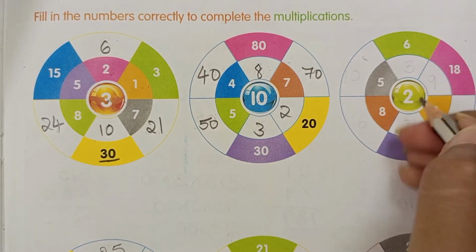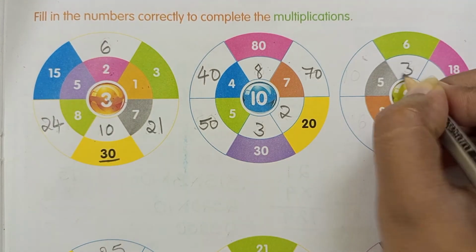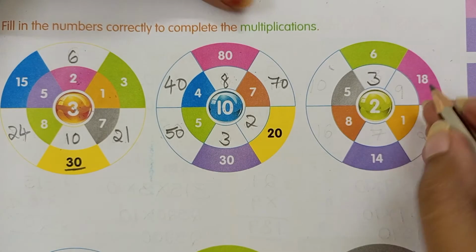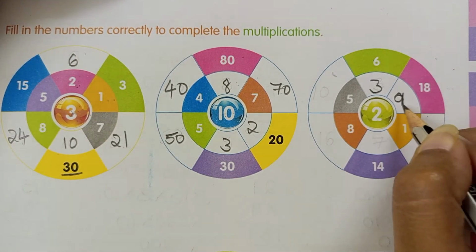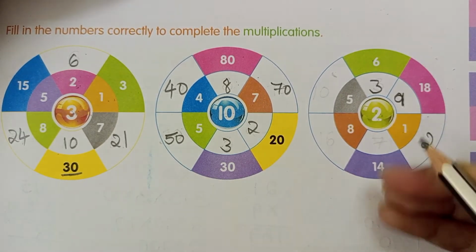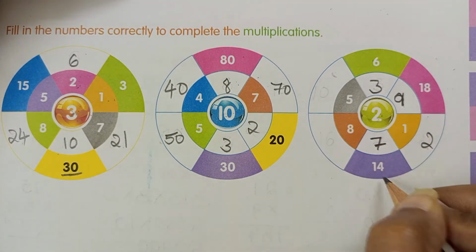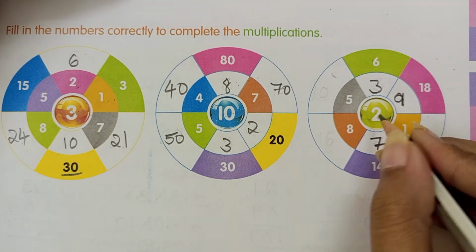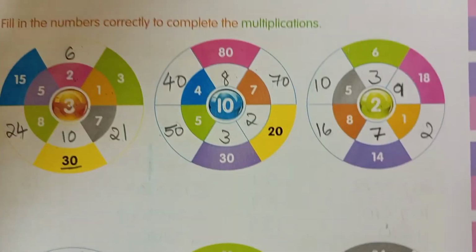See the next one. When we get 6 in the 2 table, 2 threes are 6. When we get 18 in the 2 table, when we multiply 9 with 2, it becomes 18. 2 nines are 18, 2 ones are 2. When it becomes 14 in the 7 table, when we multiply 2 with 7, the answer is 14. 2 eights are 16, 2 fives are 10.